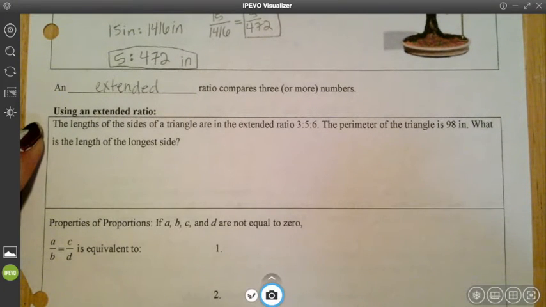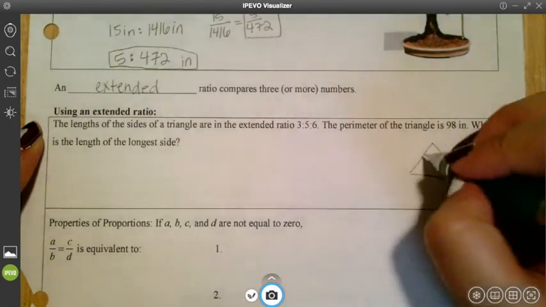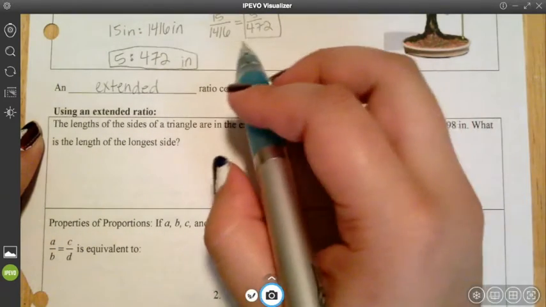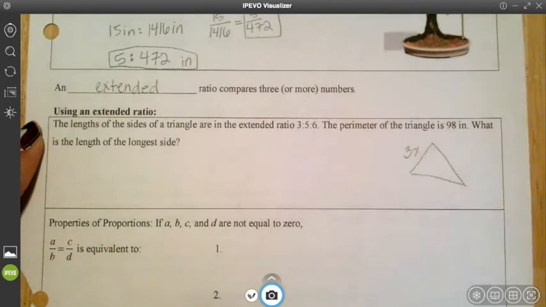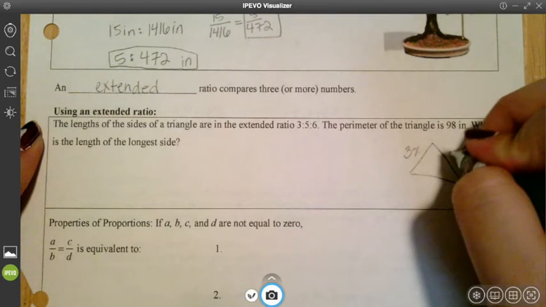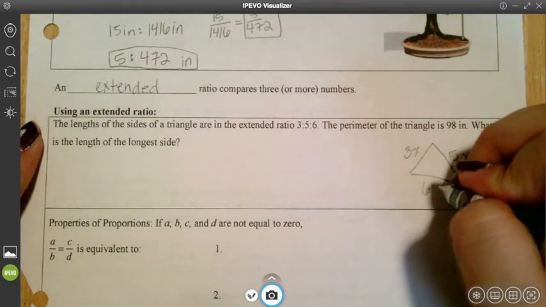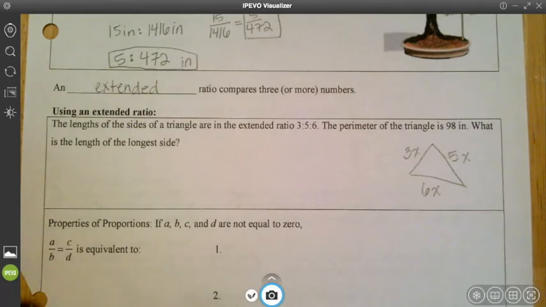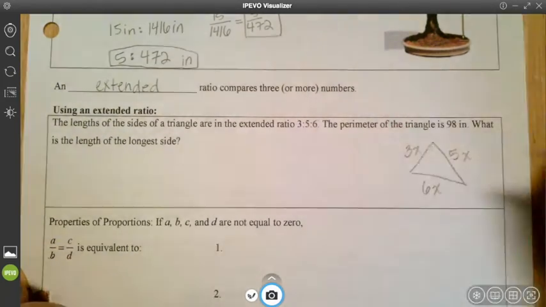In this example, the lengths of the sides of a triangle are an extended ratio 3 to 5 to 6. That means if I draw this triangle, if this side is the shortest side, it's 3 times something. Remember, just like up here we simplified our fraction, this is a simplified ratio. So I don't know what factor it's been simplified by. My next longer side, or the medium side, is 5 times that same number, and my longest side is 6 times that same number. So I could have a 3, 5, 6 triangle, or it could be a scale factor of 3, so then it'd be 9, 15, 18.